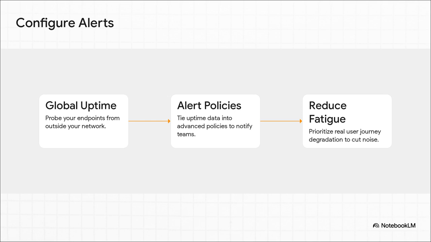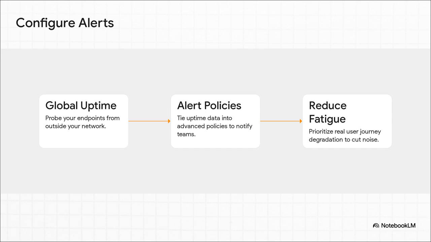In step 2, you tie that precise uptime data along with your burn rates directly into advanced alert policies to notify your on-call teams. And step 3 is the ultimate goal for everyone, reducing alert fatigue. By prioritizing real user journey degradation over just random background noise, your teams only wake up at 2 a.m. when it actually matters.